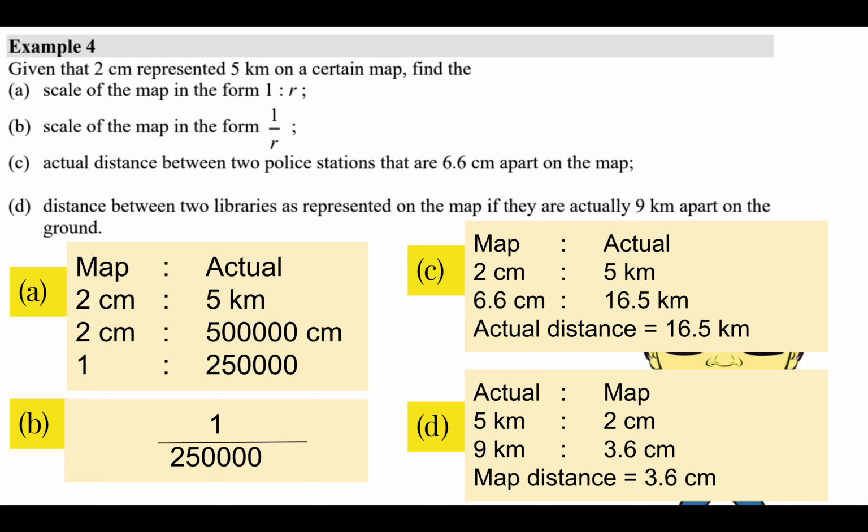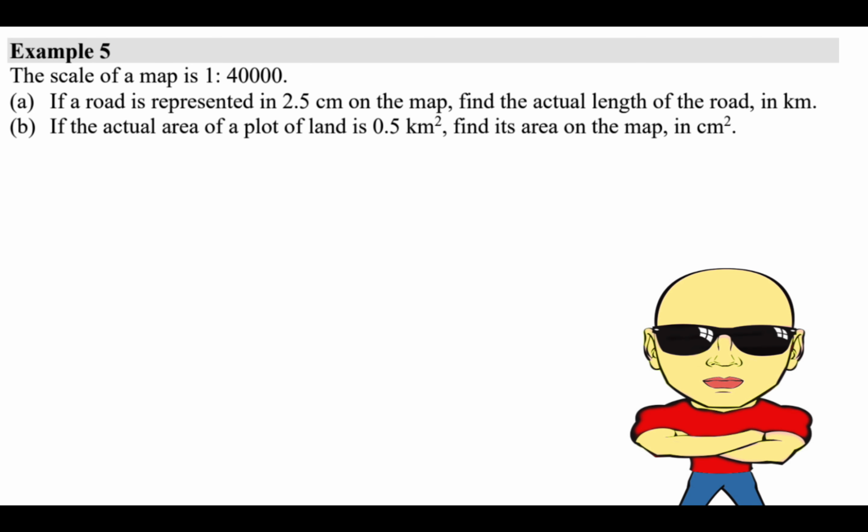Alright, let us move on to example 5. Example 5, now we are told that the scale of a map is 1 is to 40,000. So part A, we are told if a road is represented by 2.5 centimeters on the map, find the actual length in kilometers. So same process, let's list out the ratio.